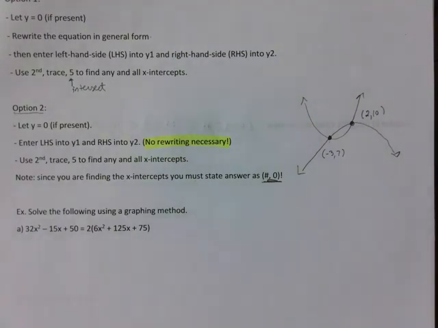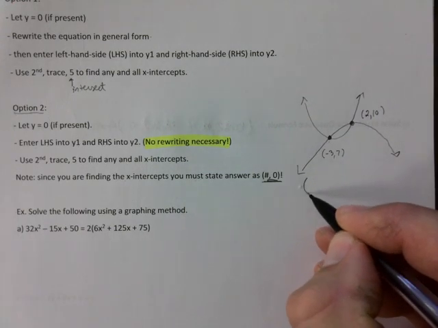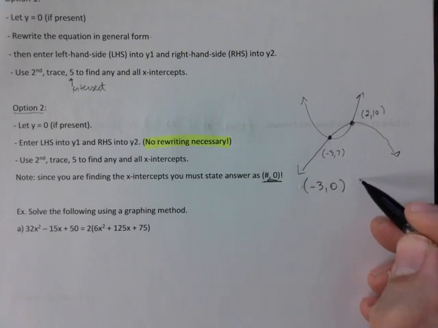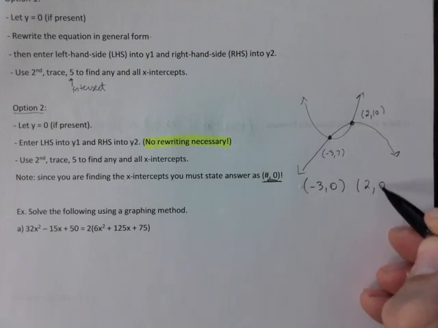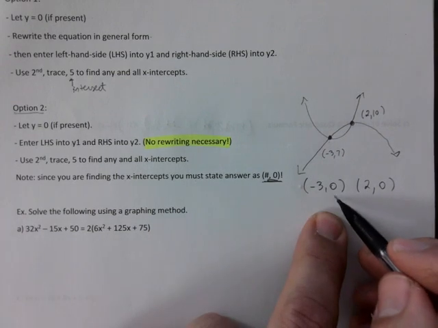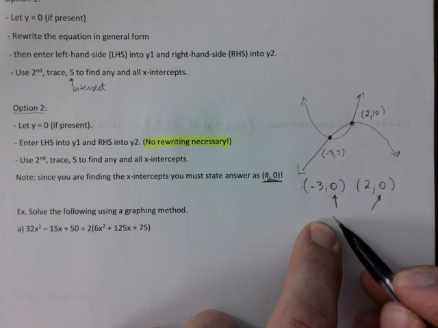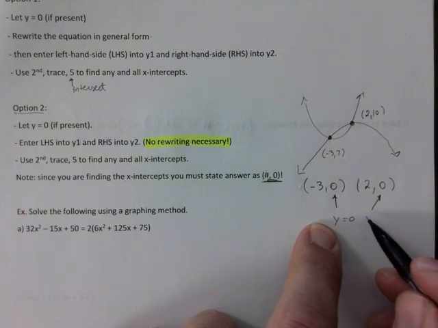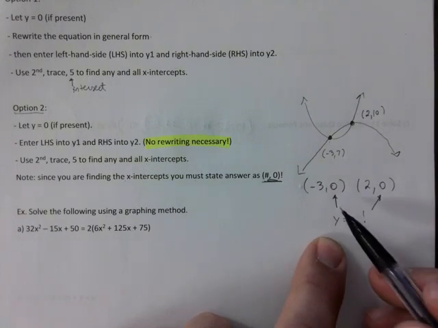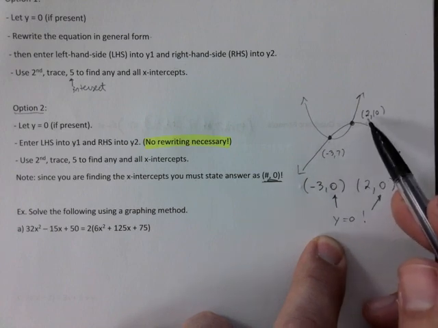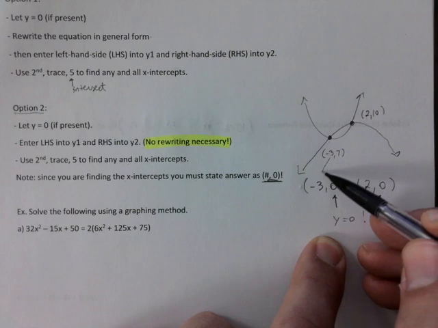But let's say you find that this is not correct. You have to state it like this: (-3, 0) and (2, 0). Like, make sure, right? y is equal to 0. So watch out for that. Only state the x values of the intersections you're finding.